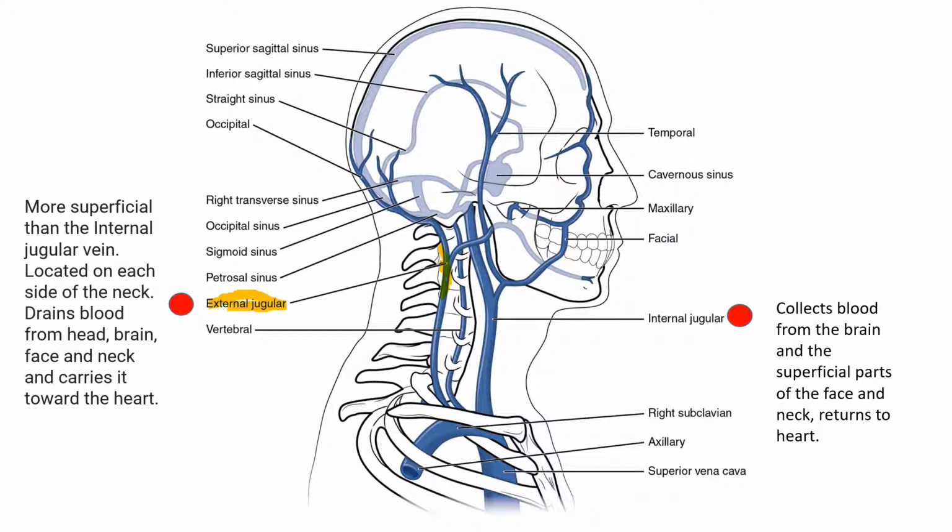It's more superficial, closer to the surface than the internal jugular vein, located on each side of the neck. So you're going to have the right external jugular vein and the left external jugular vein, and that drains blood from the head, brain, face, and neck, and carries it towards the heart. Again, veins carry blood towards the heart. And then you have the internal jugular, which collects blood from the brain, the superficial parts of the face, and neck, and returns blood to the heart.